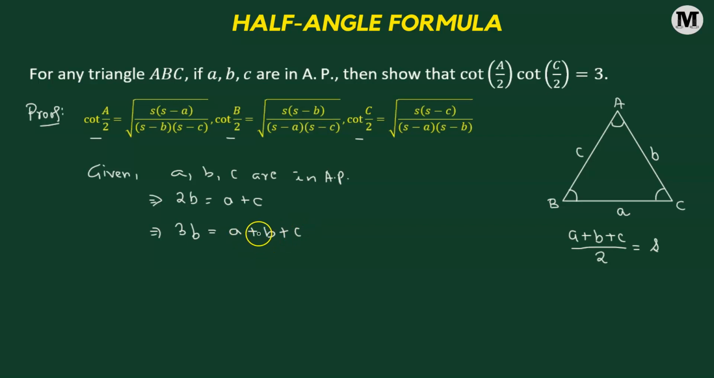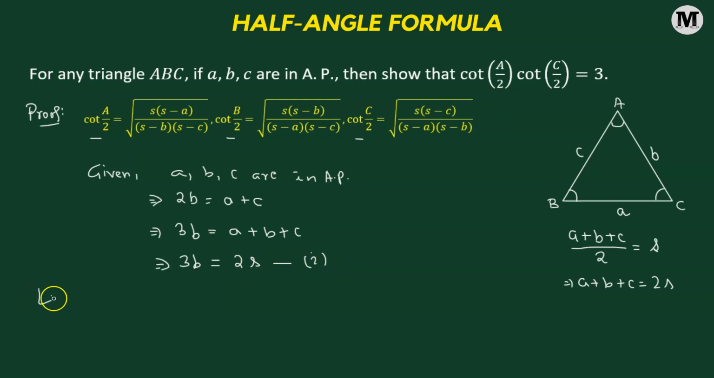The reason we're adding B on both sides is that, if we use this particular formula, then what is a plus b plus c? That simply equals 2 times the semi-perimeter of the triangle. We have a relationship here, 3b equals 2s. So let's label this as number 1. We're going to use this.